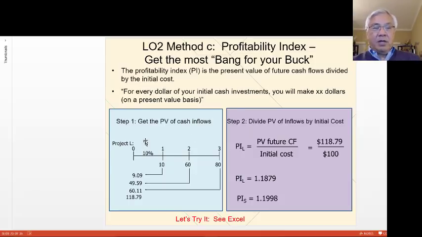The 2 little boxes below, we get all the cash flows, and we pull the PVs. We all know how to do that, right? We've done that many, many times. Then the calculation of the PI is the present value of the future cash flows as a numerator. In this case, we sum these 3 cash flows to get 118.79 divided by the initial costs. In this case, it is the $100 that we saw as our outflow. And the PI is 1.1879 for the project L, and it's 1.1998 for project S.